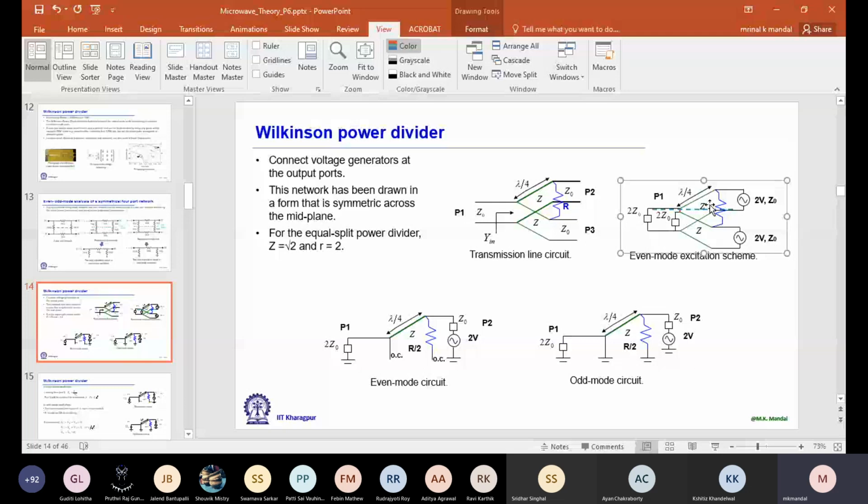Now, if I put an open circuit plane, the corresponding 2-port network from the even mode excitation looks like this, right? On the left hand side we have twice Z0. Then R is represented as R/2 plus R/2. So one R/2 comes in the circuit, but its other end is open circuited, so it does not have any direct effect on the performance of the circuit. Now, what about the odd mode circuit?